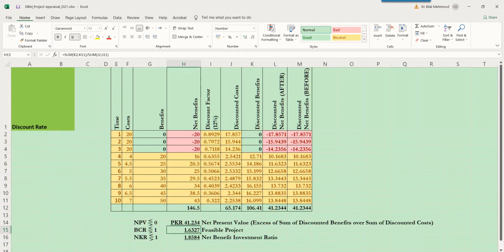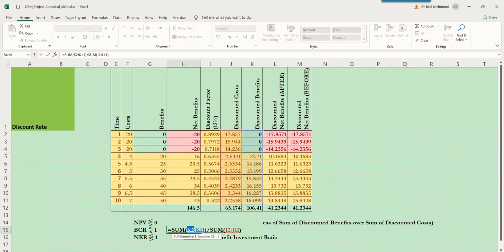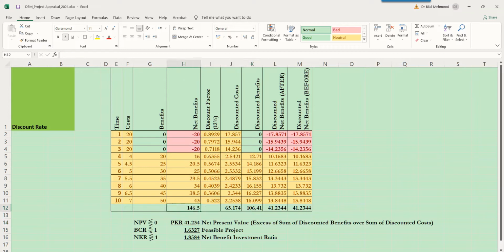Here let me show you the formula that I have developed. This is the formula. I could have chosen these two values and taken their ratio. That is, instead of writing these sums, I could have written equal sign, the sum of the discounted benefits divided by the sum of the discounted costs, and in this way the answer could have been calculated. But the other formula that I used before is slightly different. This is that formula: sum of these values, that is the discounted benefits, divided by the sum of these values, that is the discounted costs. So I can apply this formula, or I can calculate the sums here just like I did before, and then take their ratio.